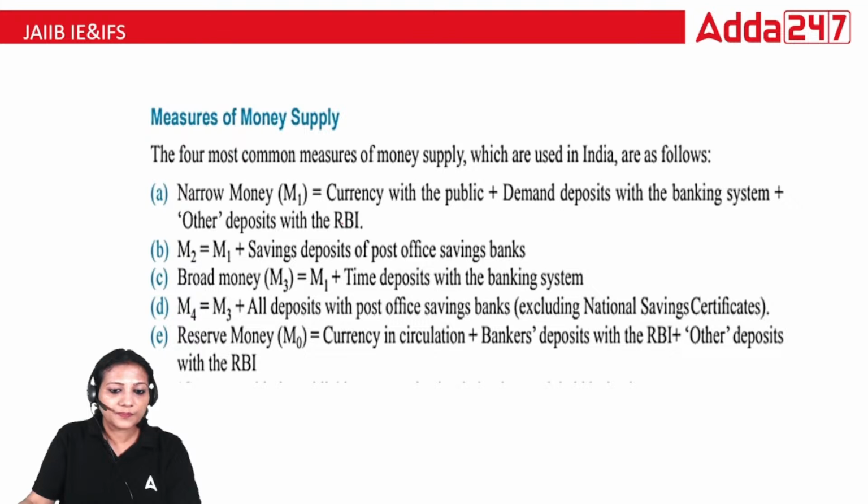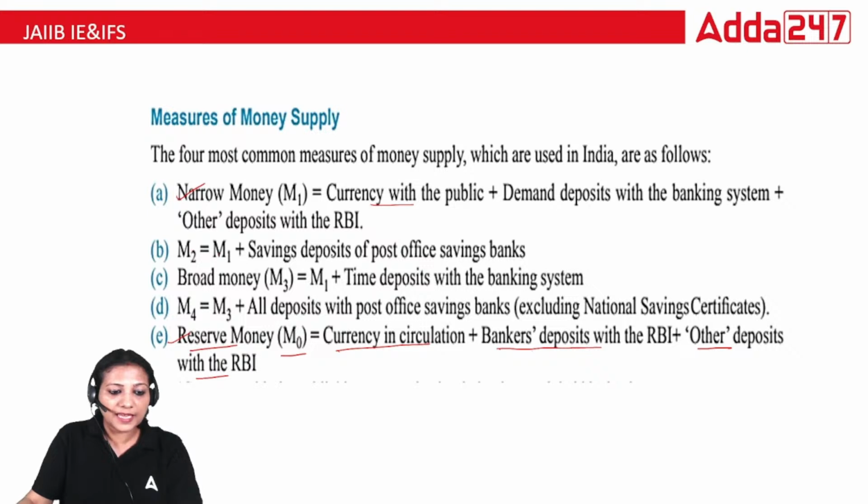Now these are the various definitions which are given for M0, M1, M3. So M0 is known as reserve money, and it includes currency in circulation, whatever money is in circulation, bankers deposit with the RBI and other deposit with the RBI. So whatever bank has kept as deposit with the RBI and any kind of other deposits which are kept with RBI will be included in the reserve money. Second comes M1. M1 is currency with the public, demand deposit with the banking system plus other deposit with the RBI.